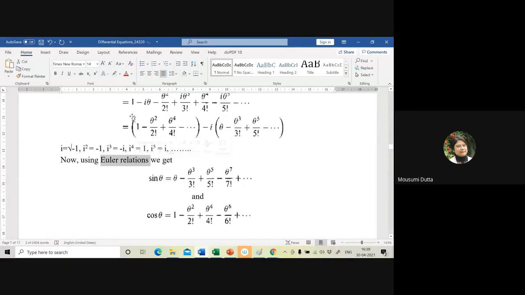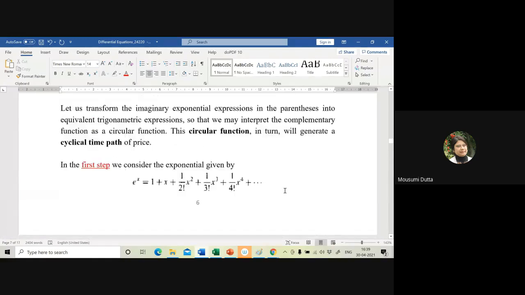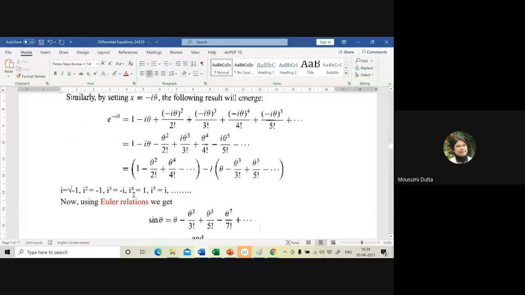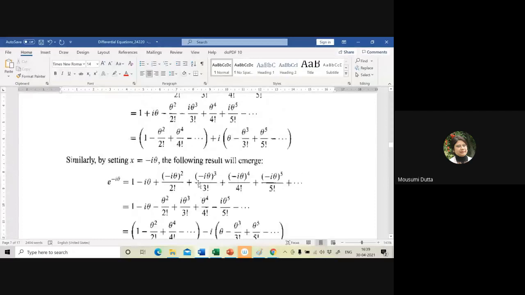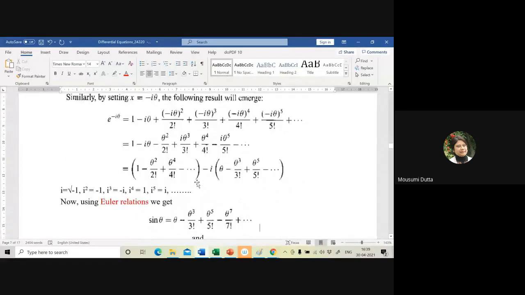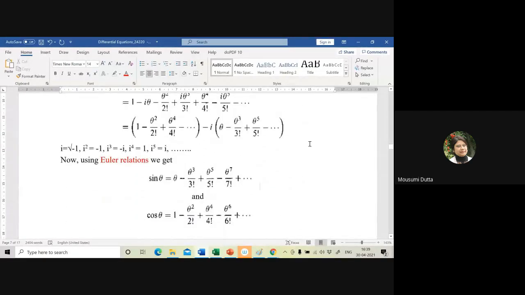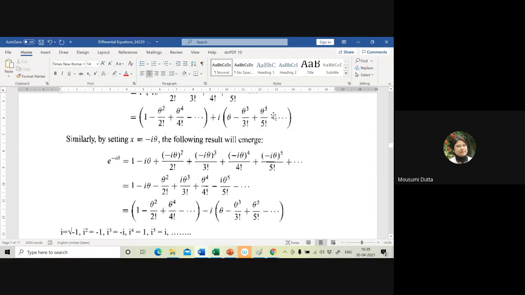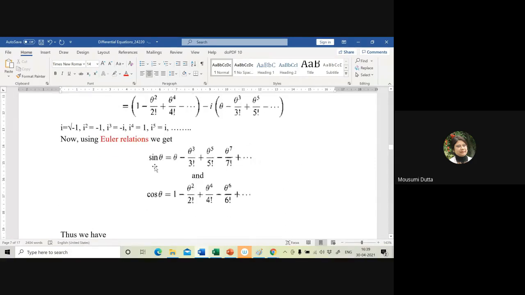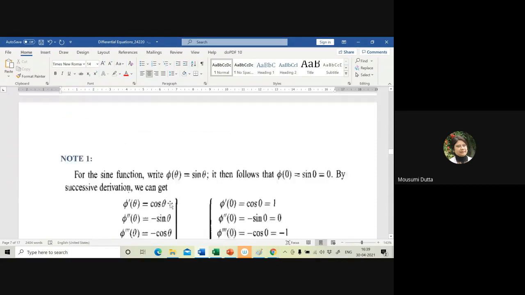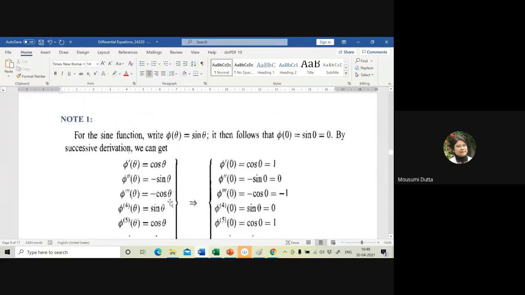And these things are coming: Euler's relation. So the first step is done: writing e to the power i theta and minus i theta. Second step, bringing Euler's theorem. These two parts I would like to replace by sine theta and cos theta, and really there is this kind of relationship with respect to sine theta and cos theta. Now to understand this, there is note 1.